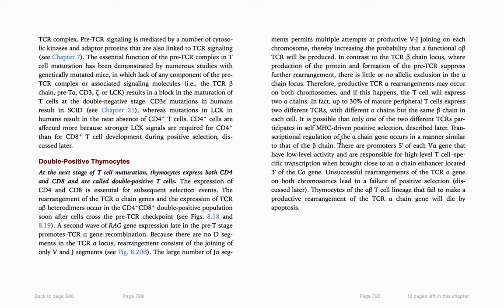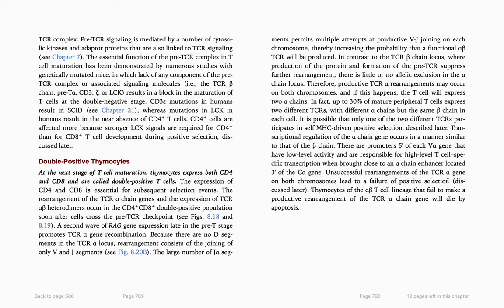Transcriptional regulation of the alpha chain genes occurs in a manner similar to that of beta chains. There is a promoter 5' of each V alpha gene that has low-level activity and is responsible for high-level T cell specific transcription when brought close to an alpha chain enhancer located 3' of the C alpha genes.